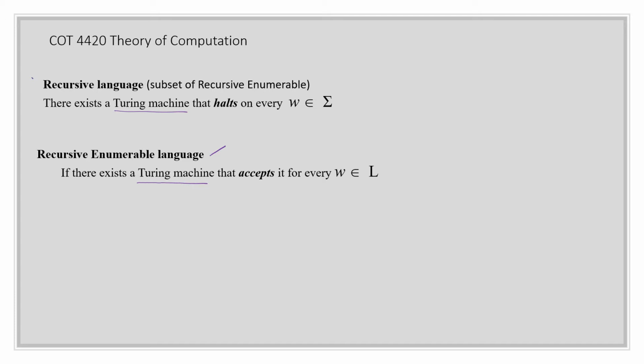And what sets apart the recursive language is that for every string that you can create from your alphabet, the Turing machine will halt. But a recursive enumerable language will just make sure that it will accept every string that is in the language. So a recursive enumerable language could potentially not halt. But a recursive language, which is a subset of that, will definitely halt no matter what string you create out of the alphabet.